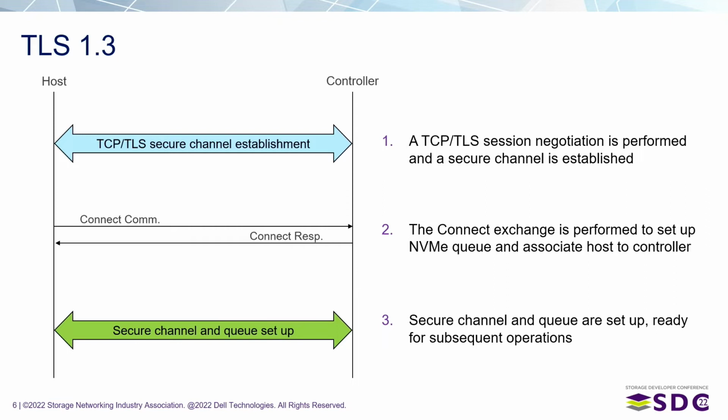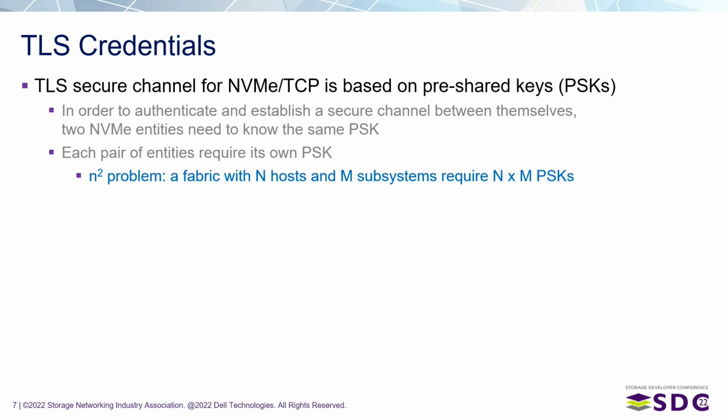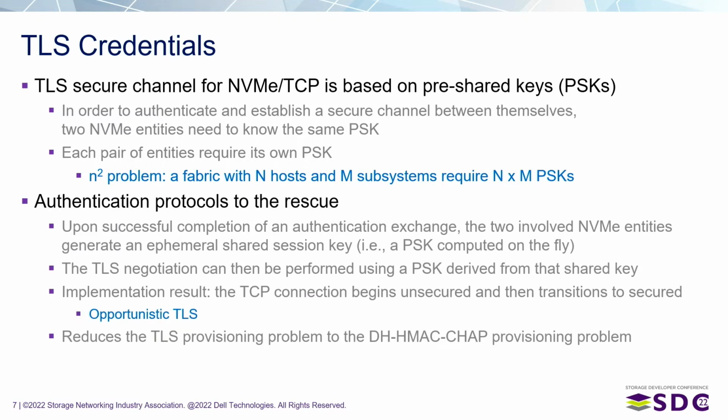What is the problem of TLS 1.3 that we have? The way in which we define TLS, as has been done in most other storage protocols, is based on pre-shared keys. In order to authenticate and establish a secure channel between two NVMe entities, these two entities need to know one specific pre-shared key, one specific PSK. And each pair of entities requires its own PSK. This is a quadratic problem. If I have n hosts and m controllers or subsystems, I will need n times m PSKs to manage and configure everywhere on my fabric.